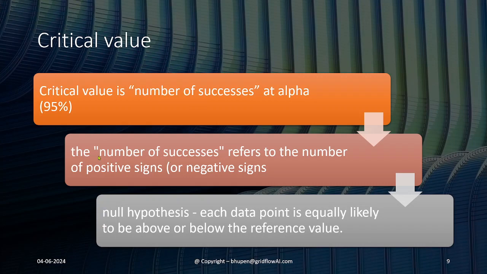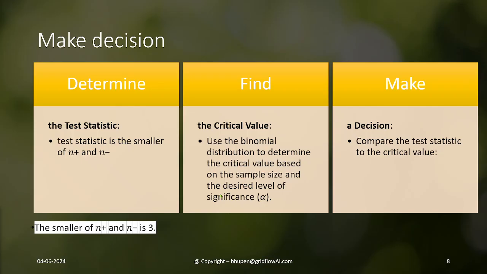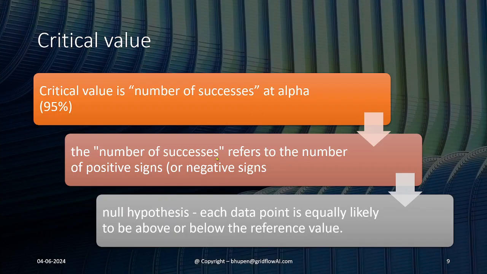Essentially, we are saying the number of successes refers to the number of positive signs or negative signs, depending on which is the minimum. So we need to find the probability of, let's say, we have taken the n minus as the smaller one. So it will be a negative case. So we will look at 3. So the number of successes will be 3 here. So it will be the number of negative signs, 3.